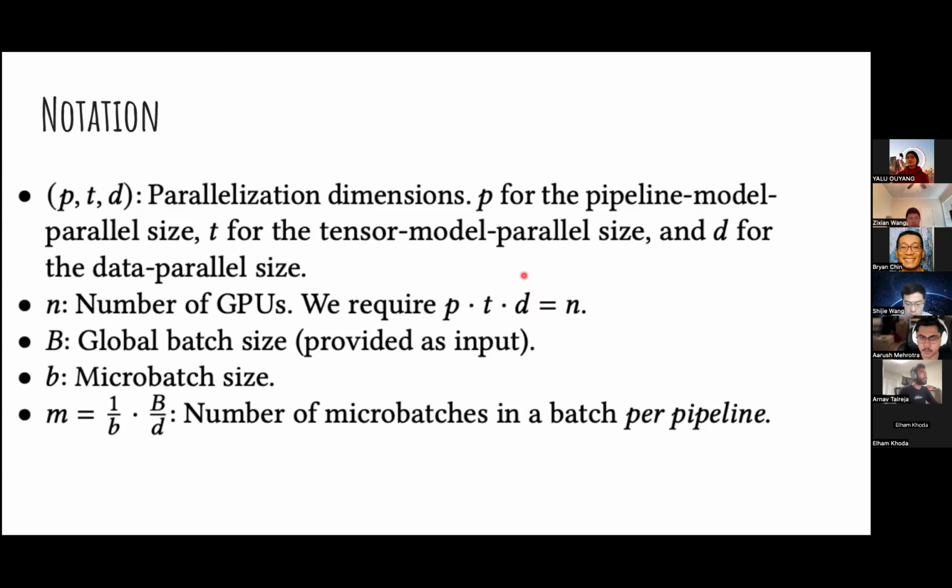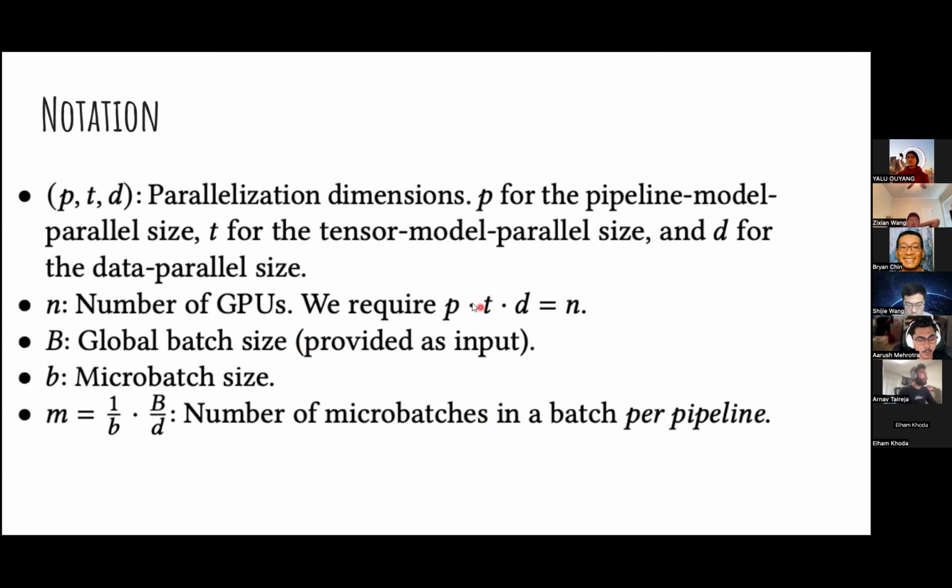Also, Yalu, my slides have animations in them. So when I say next, just go to the next animation. Please don't skip the entire slide by mistake. All right. Right, thank you.